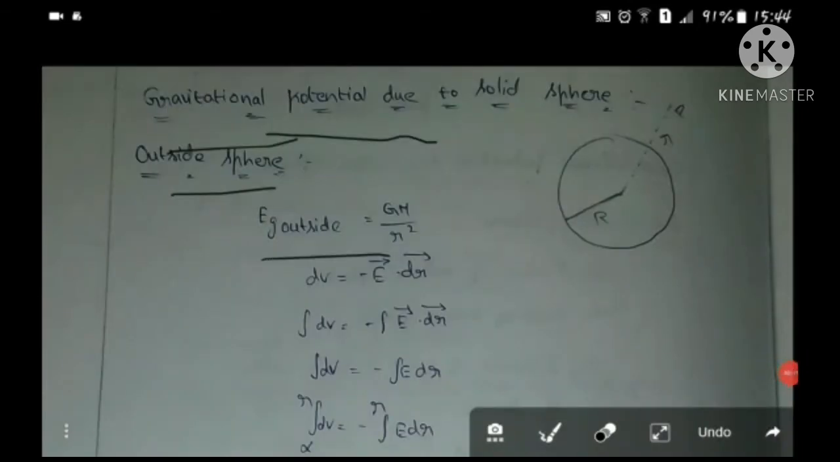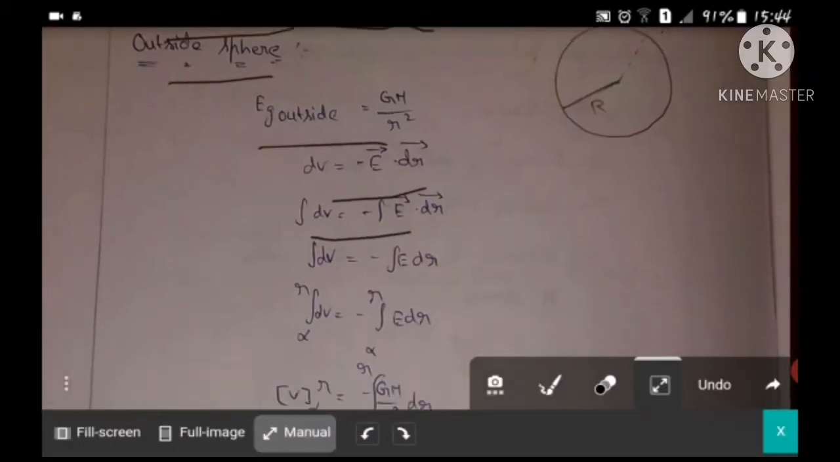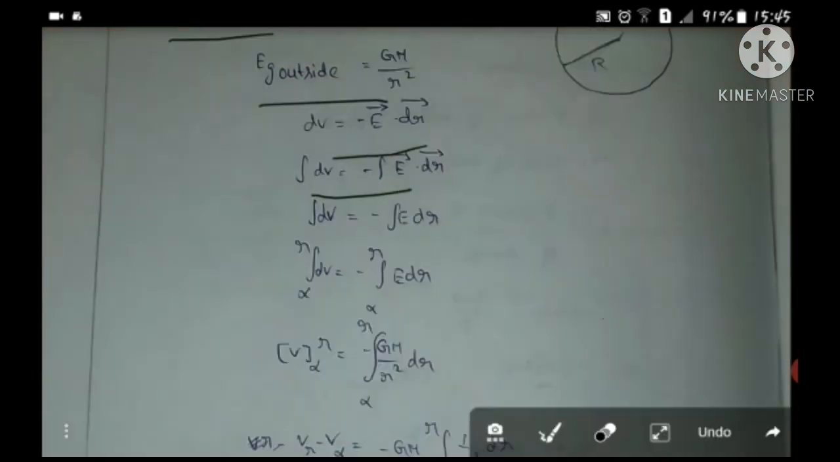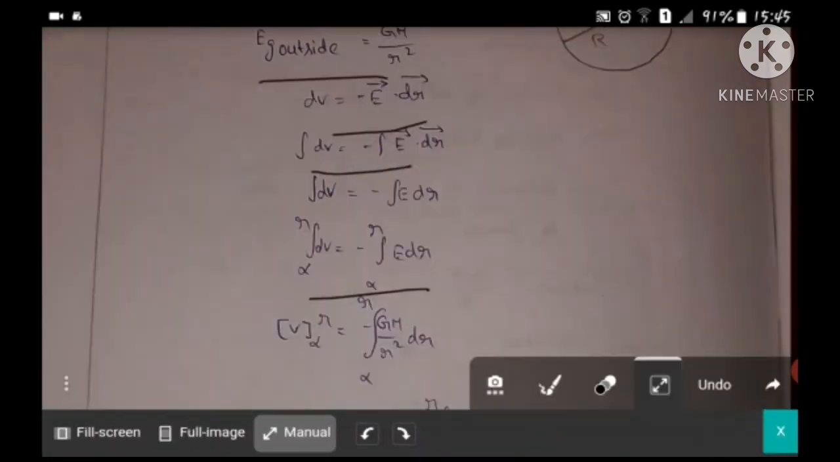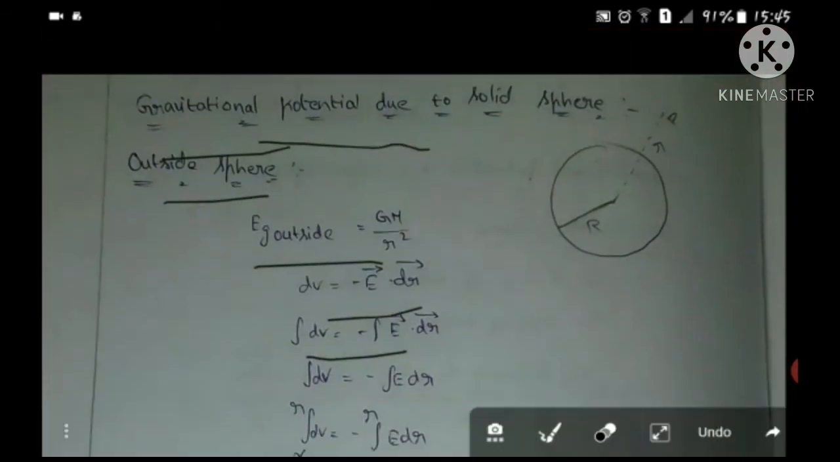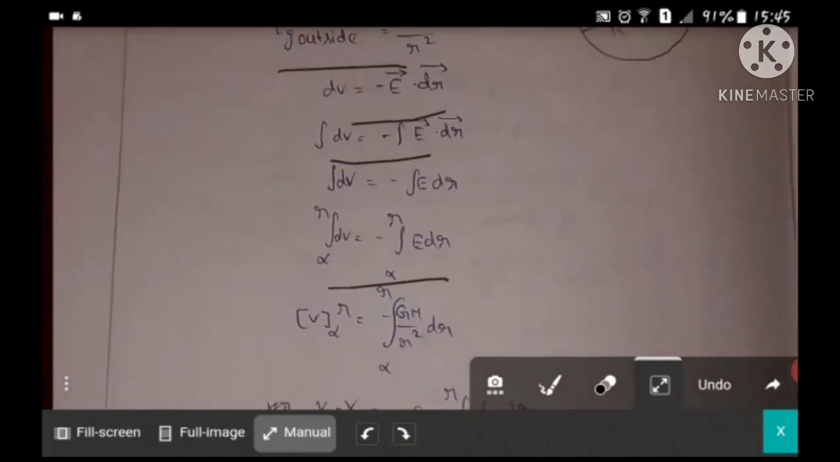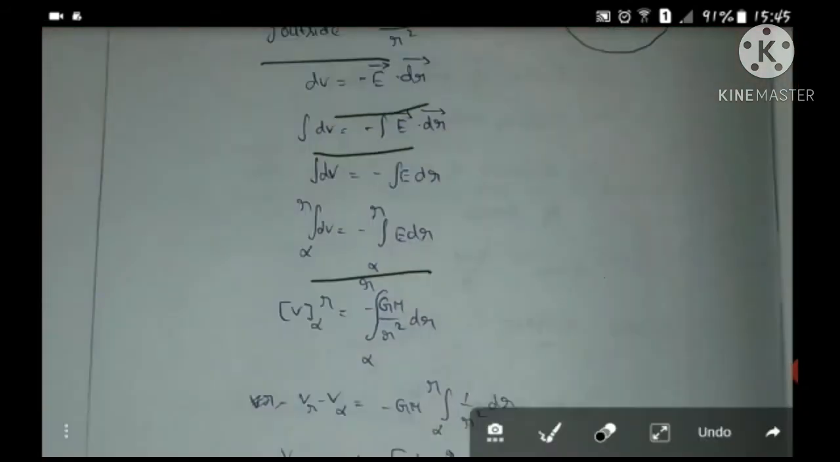Here Eg outside is equal to GM by r square. dV is equal to minus E into dr. Therefore integrate on both sides. Integral dV is equal to minus integral E dr. We take the limits infinity to r, because here a point P is coming from infinity to the center. The point is at infinity and the distance between the center of the sphere and the point is r. So we take the limits as infinity to r.